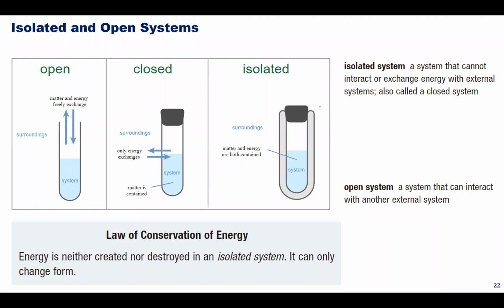To understand transformations between these forms of energy, it's important to know the distinction between an isolated and an open system. First, an isolated system is a system that cannot interact with any other system or exchange energy with its surroundings. An object in an isolated system might exchange energy with other objects within the system, but energy never moves into or out of the system. The parts of the system are isolated from any influences outside the system.